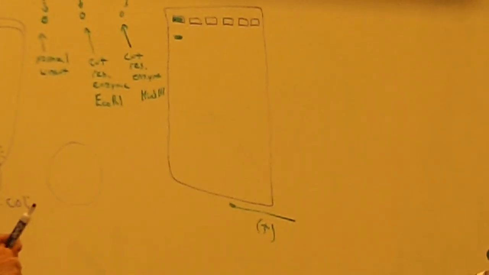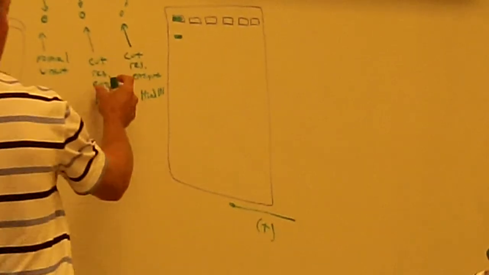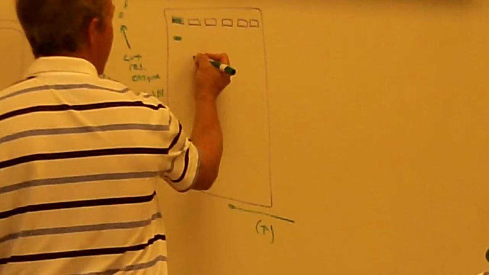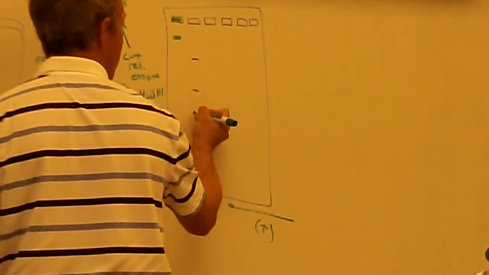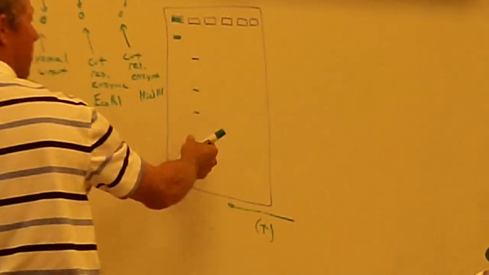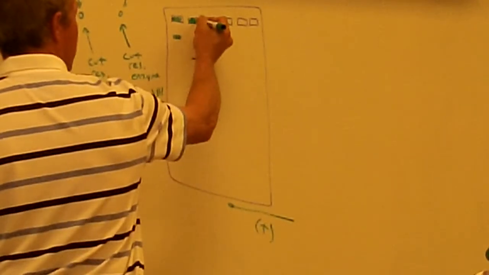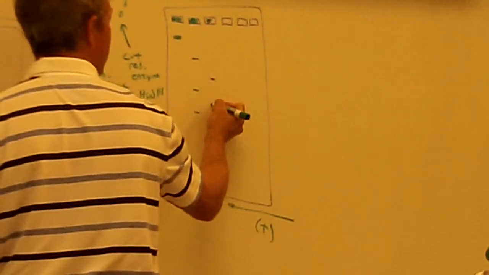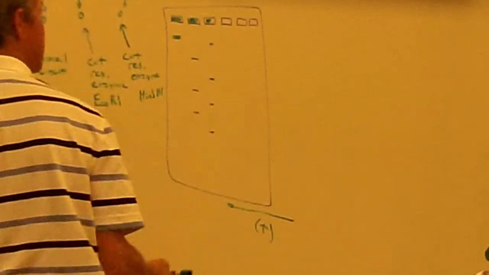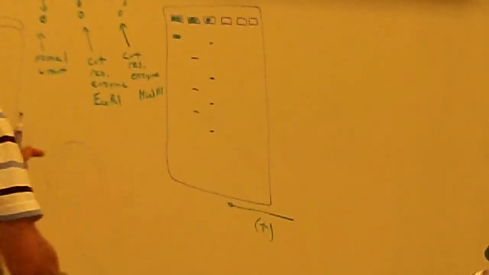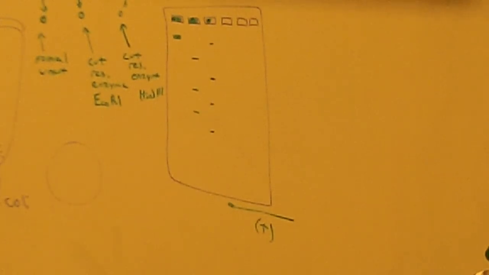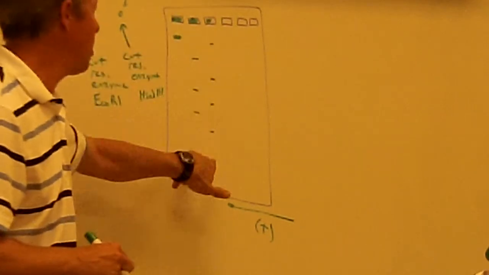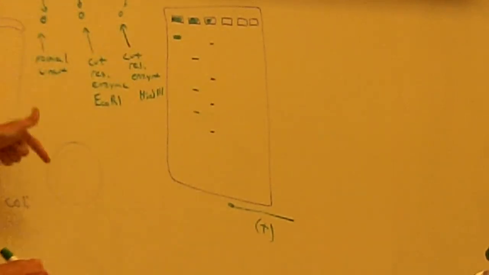Y'all remember this? And so if the plasmid has been cut a few times with EcoR1, then you'll see it's in several pieces. And the pieces go different distances. And this plasmid that's been cut with HindIII would go in different pieces still, because it's been cut in different places. And that's why you get different looks of the DNA, because they've been cut in different places.